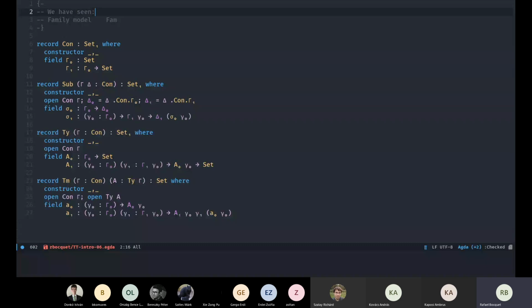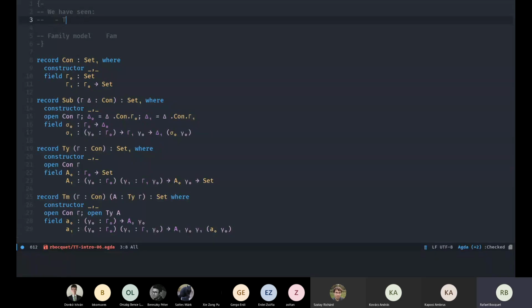Previously we have seen the initial model, or the syntax of type theory, and we also have seen the set model, also called the standard model. And the standard model is what we usually intend when we write things in type theory: we intend to interpret them in the standard model.